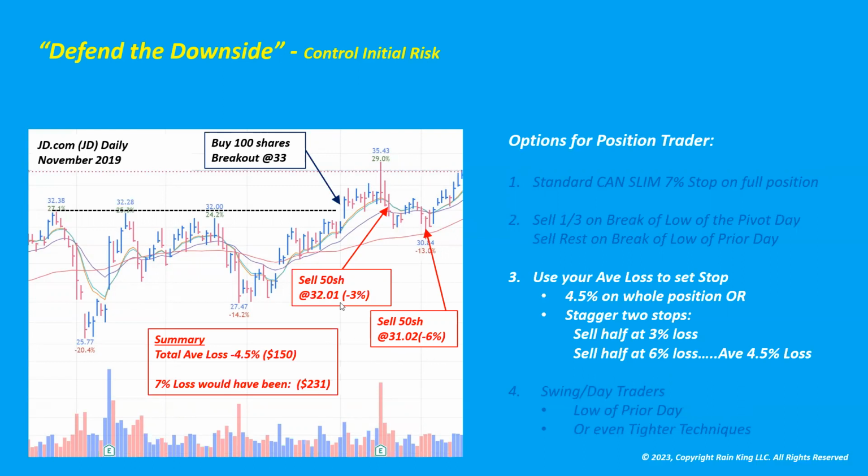So when you average the two together, we've taken a total loss in the position of 4.5%, which is consistent with our trading. Just as a demonstration, you can see if you had set a 7% stop loss, you would have lost a little more. So this particular staggering of stops can get you out a little earlier.